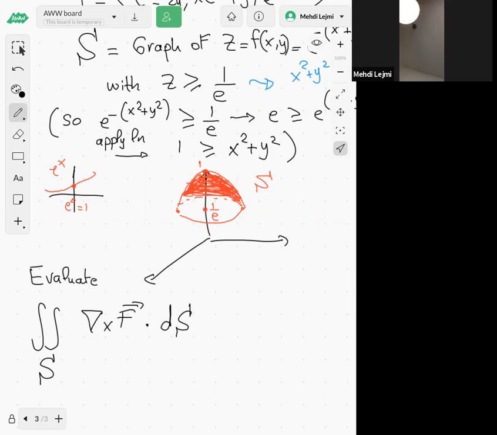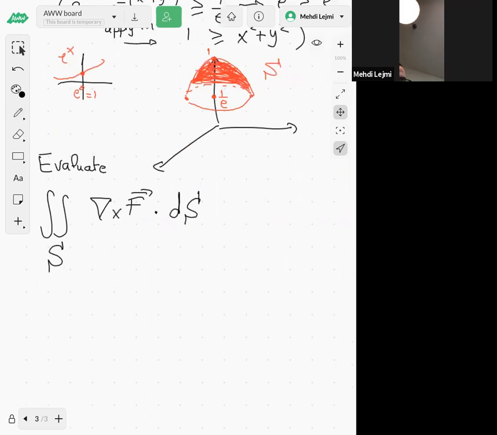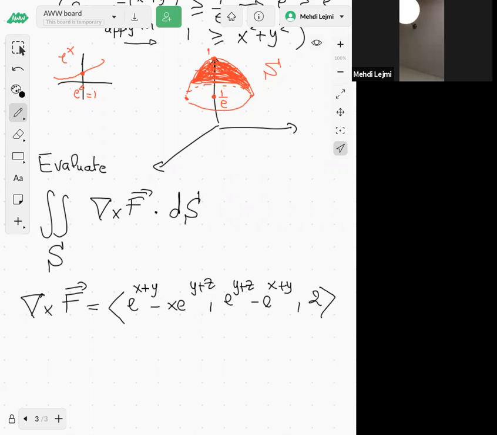Well, first you need to compute the curl of F. I'm going to probably just skip the computations here. You know F, you know how to compute the curl of F. So curl of F, if my computations are correct, would be e to the x plus y, minus x, e to the y plus z, e to the y plus z minus e to the x plus y, and 2. Anyway, that's the curl of F.